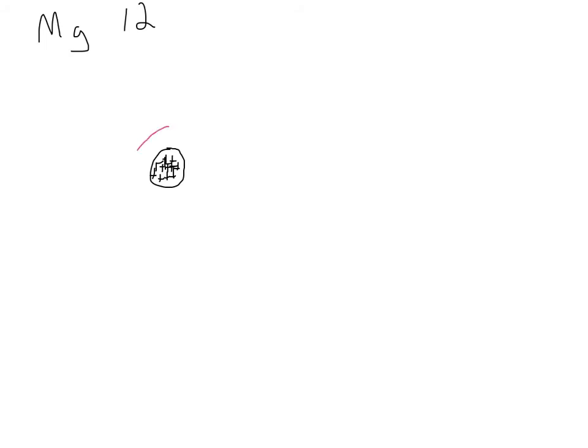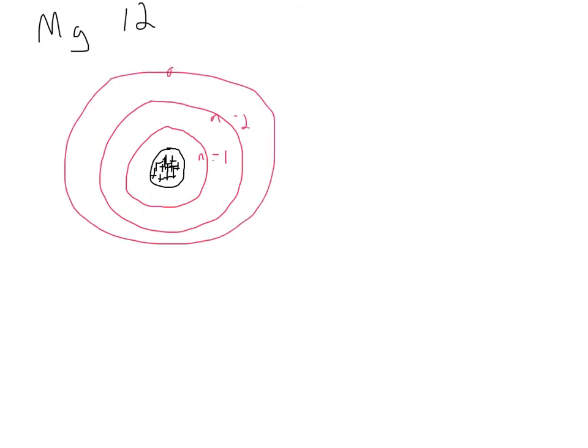So we first have the n equals 1 shell. We're going to have an n equals 2 shell, and we're going to have an n equals 3 shell. If we put these electrons in as we did with the last atom, we're going to have 2 in the n equals 1 because the 1s can only hold 2. Then we go to n equals 2, which can hold 2 in the s and 6 in the p, for a total of 8.